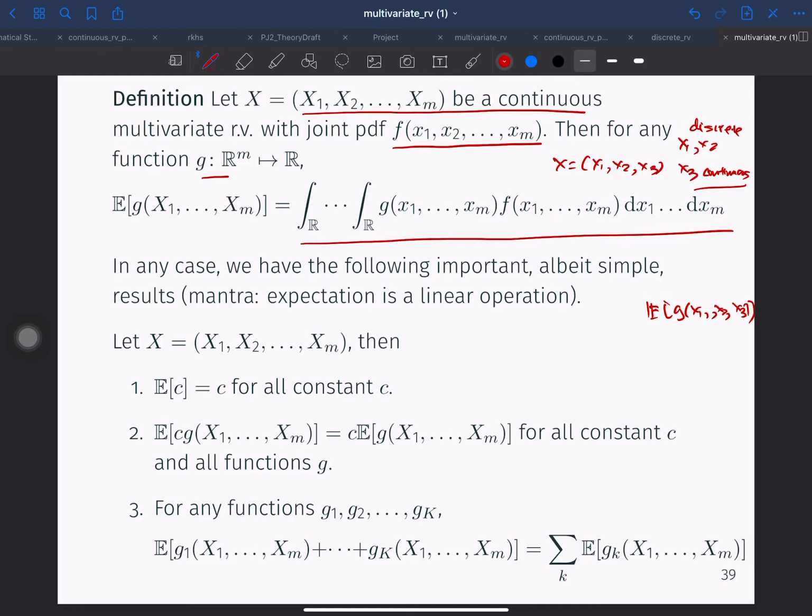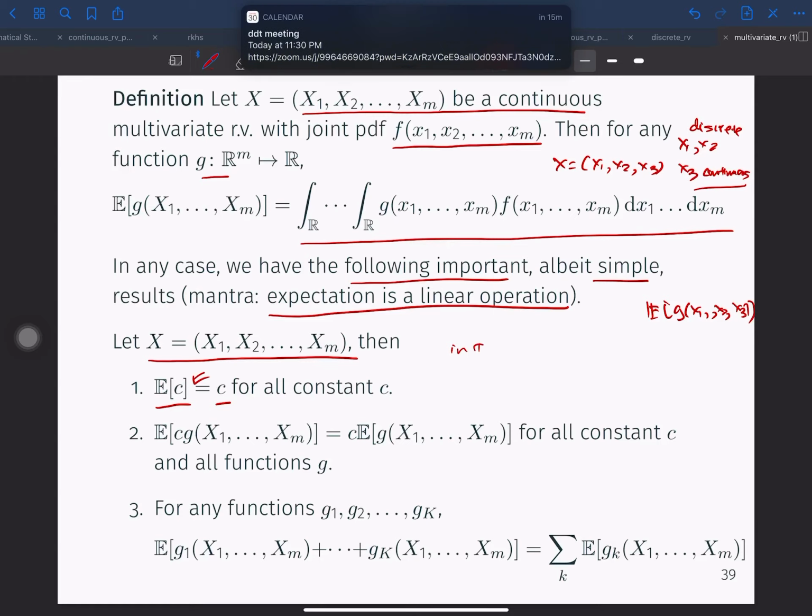In any case, we have the following important, a bit simple results, but the main idea is that expectation is a linear operation. So the first thing is that if you have a multivariate random variable, then by taking the expected value of c, that should be equal to c for a constant c. So what does this mean?